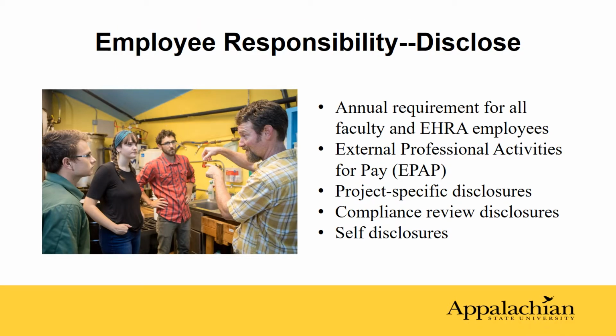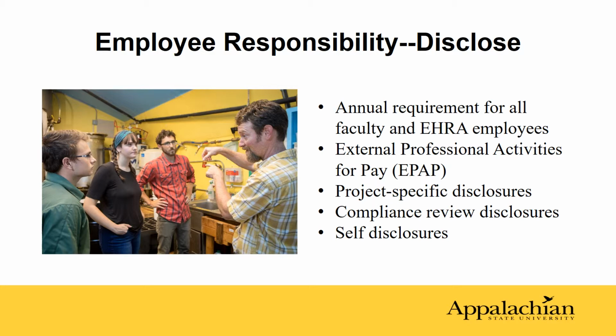The UNC system policy is broad, and there are 3 opportunities for disclosures. First, all faculty and EHRA employees are required to disclose potential influences each year through the annual Conflict of Interest disclosure process. The disclosure period begins July 1 and ends October 1. This is done online through the Activities, Interests, and Relationships, or AIR management system. A link to the AIR system is found on the Research Protections website. Second, you may be required to complete a separate form called the External Professional Activities for Pay, or EPAP form.